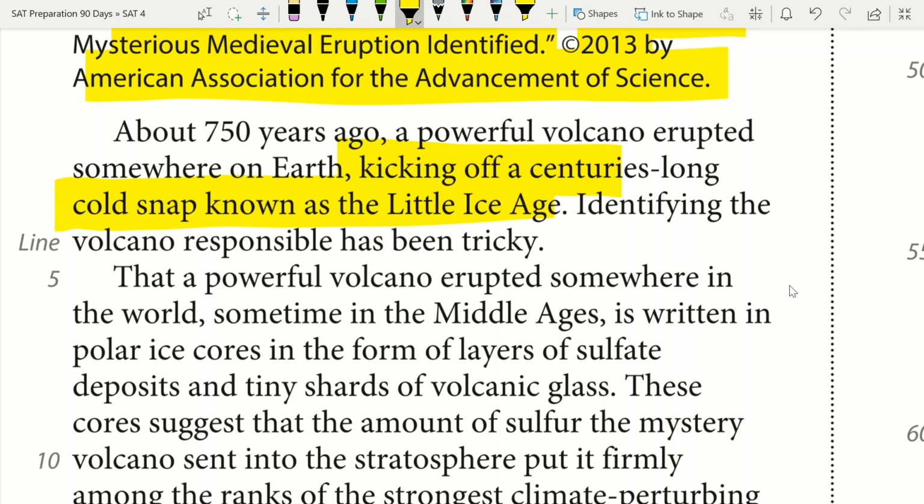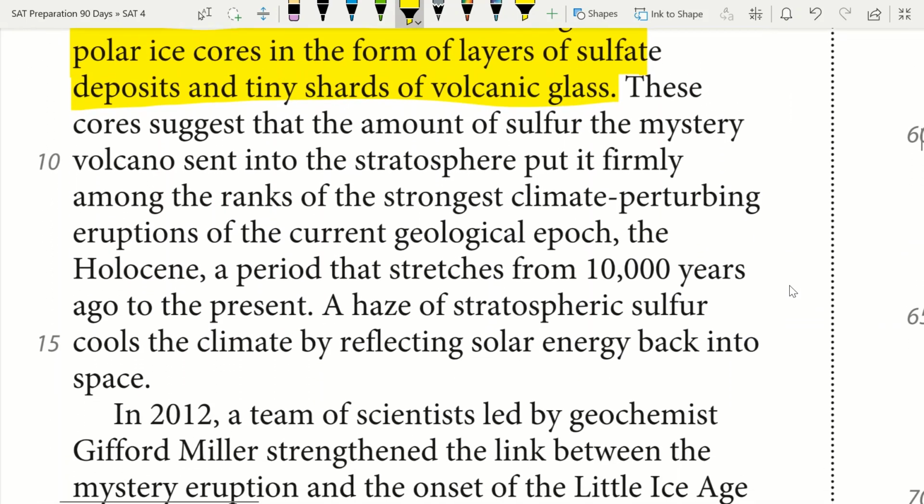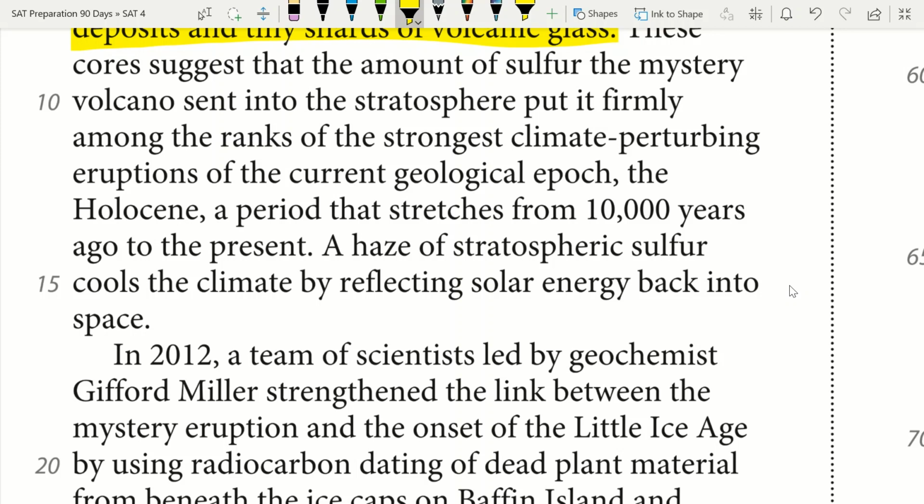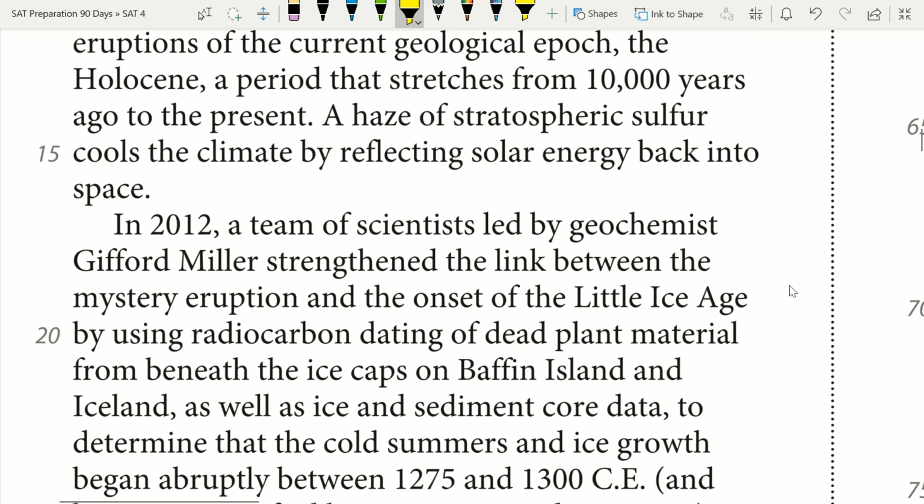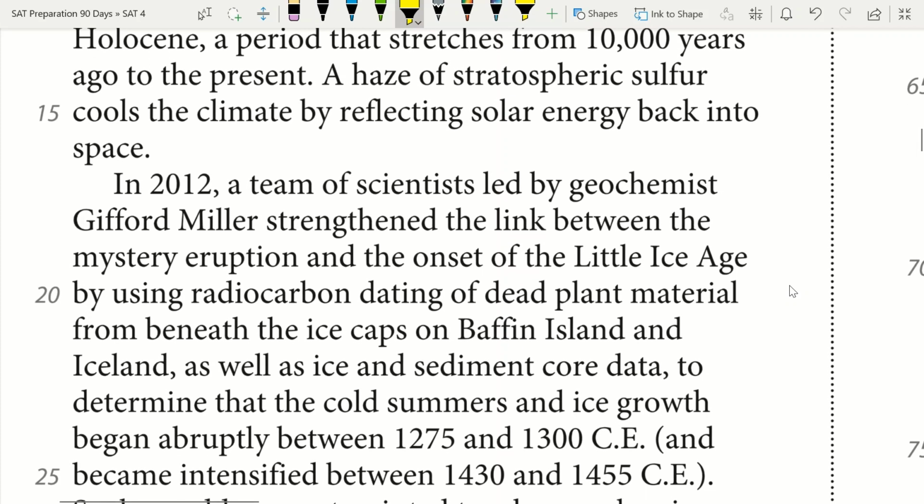That a powerful volcano erupted somewhere in the world sometime in the Middle Ages is written in the polar ice cores in the forms of layers of sulfate deposits and tiny shards of volcanic glass. These cores suggest that the amount of sulfur the mystery volcano sent into the stratosphere put it firmly among the ranks of the strongest climate-perturbing eruptions of the current geological epoch, the Holocene, a period that stretches from 10,000 years ago to the present. A haze of stratospheric sulfur cools the climate by reflecting solar energy back into space.